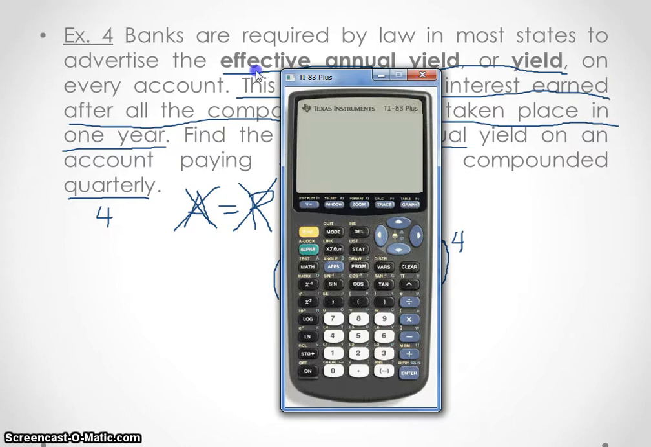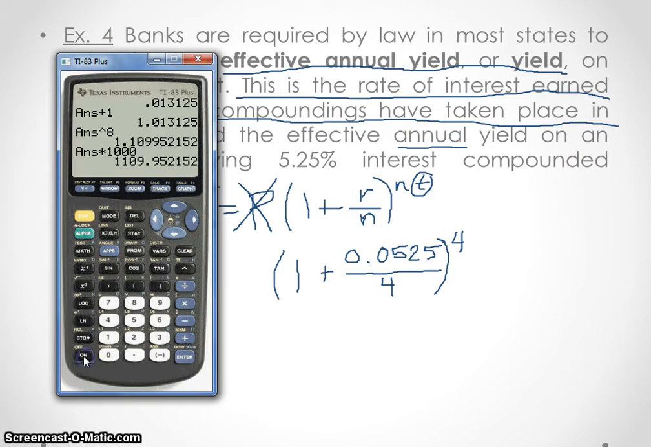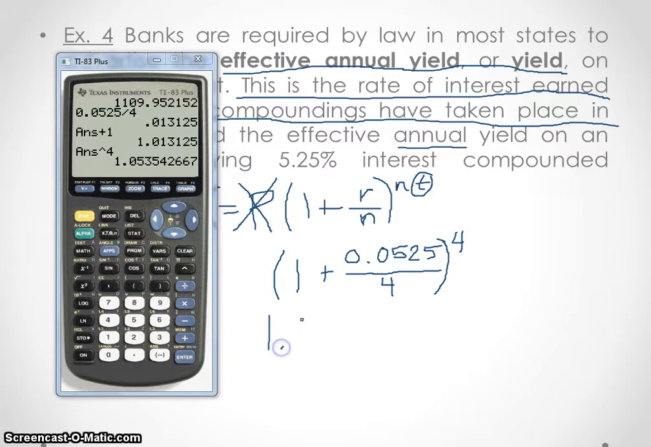So again, we could figure out what this is over here. Let's simplify. I like to simplify my fractions first. So 0.0525 divided by 4, and order of operations says I have to add that to my 1 first, so plus 1. So we really have 1.01325, and we have to take that to the 4th power. To the 4th power gives us an effective annual yield of 1.0535.